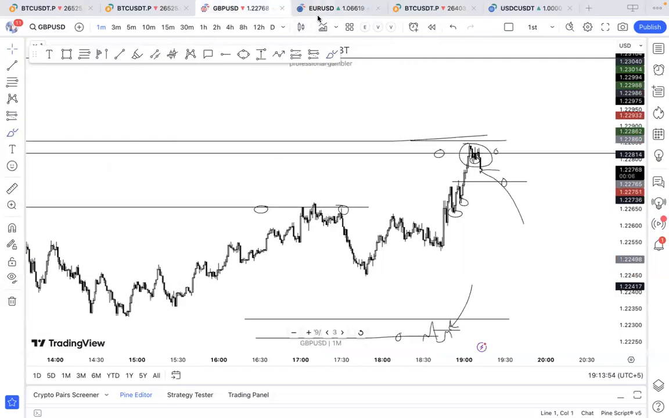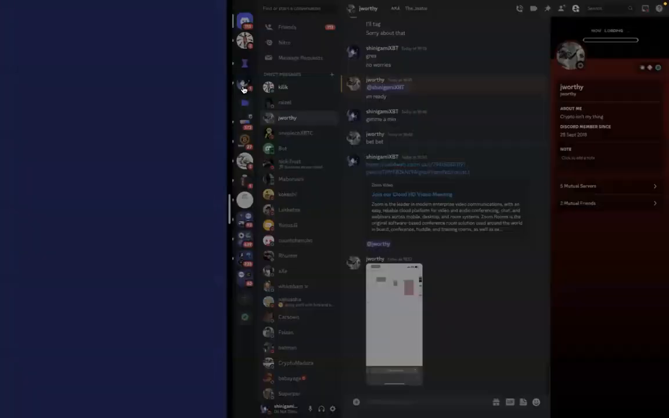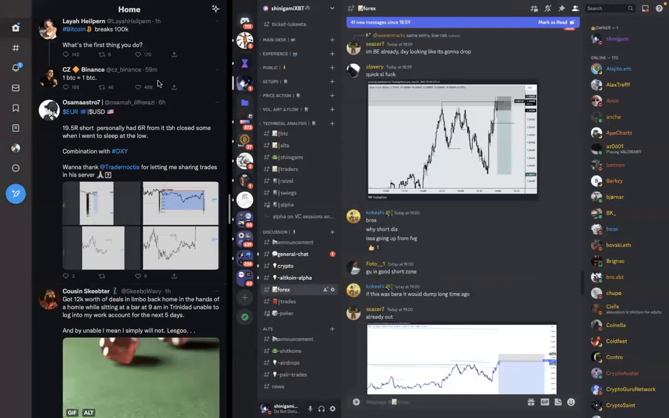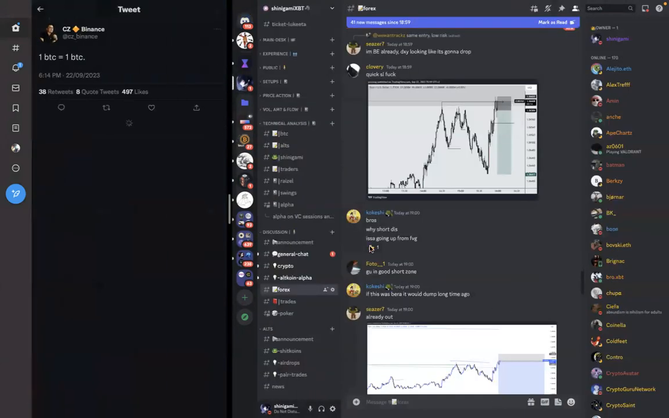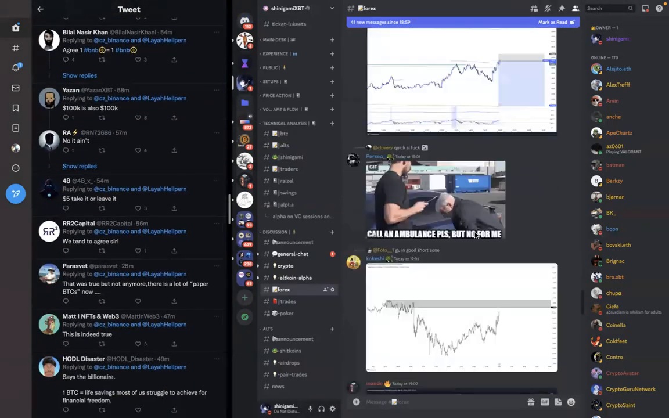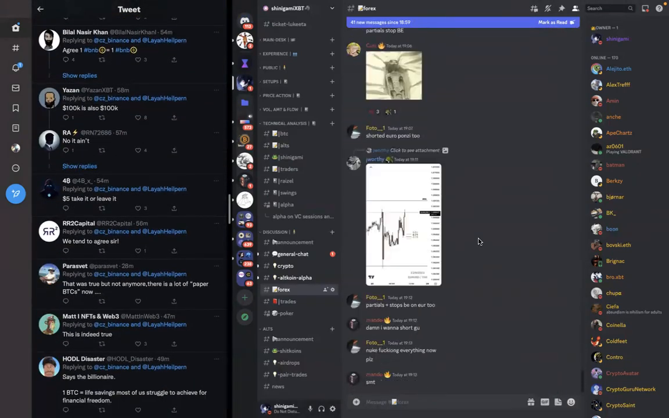Yeah, I shorted. I'm glad I got out though. Jesus, it's just chopping now. This is a very good setup on XAU, especially great for shorting.